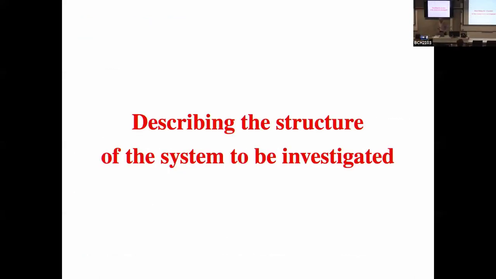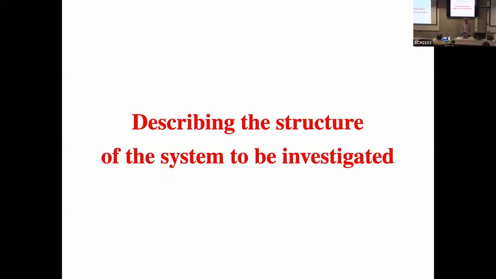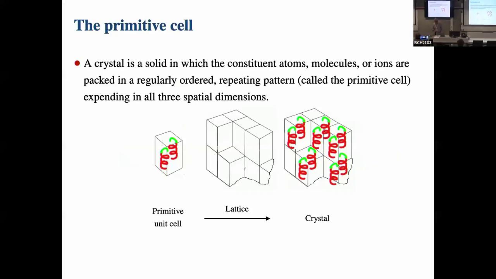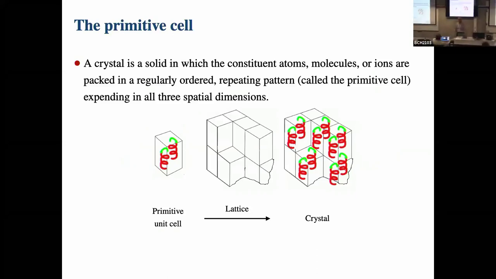So the first thing that you will have to do is to describe the structure of the system to be investigated. So this afternoon, you will have a number of tutorials, but I'm still giving you some information about the input that you will have to write or to use. Okay, so the first thing is to define the structure, and defining a structure is describing the primitive cell, and the primitive cell is typically defined once you give three lattice vectors. Once you have three lattice vectors and you define the unit cell, the whole crystal is defined.